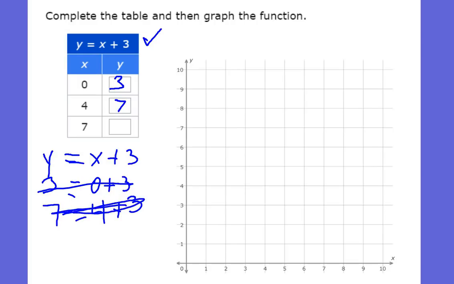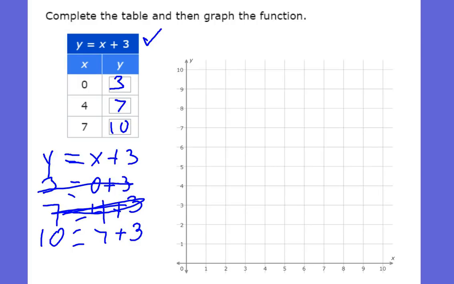I'm going to do it the third time. We have 7 plus 3 is 10. So this is a 10. So now what I'm going to do is I'm going to plot those points on this graph.